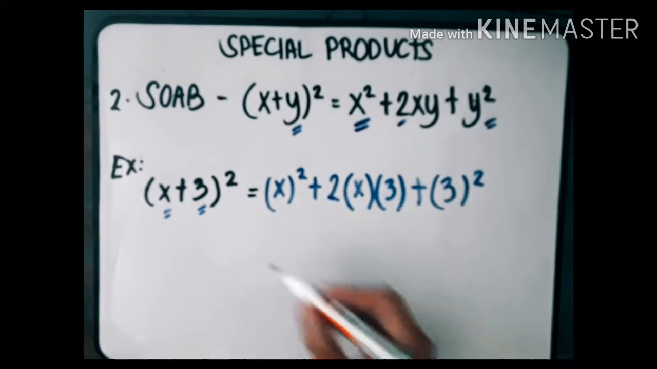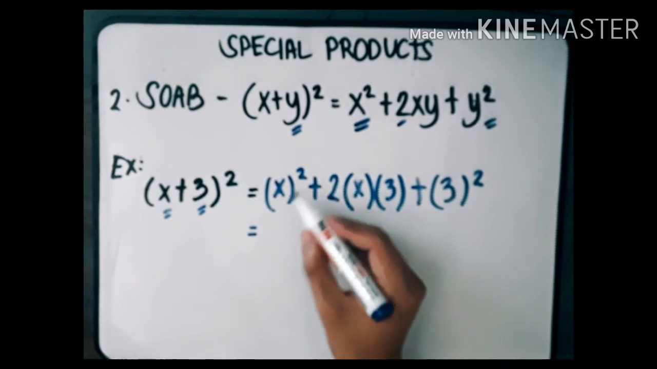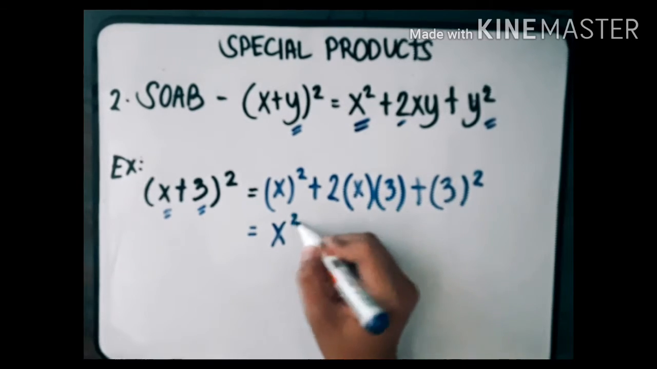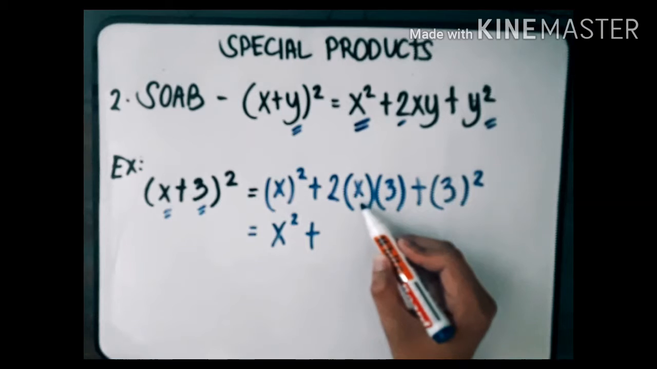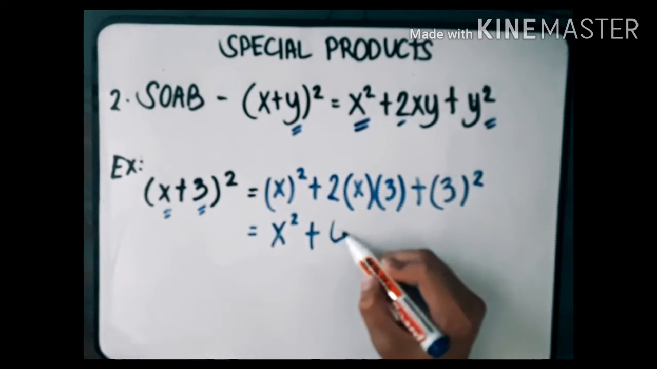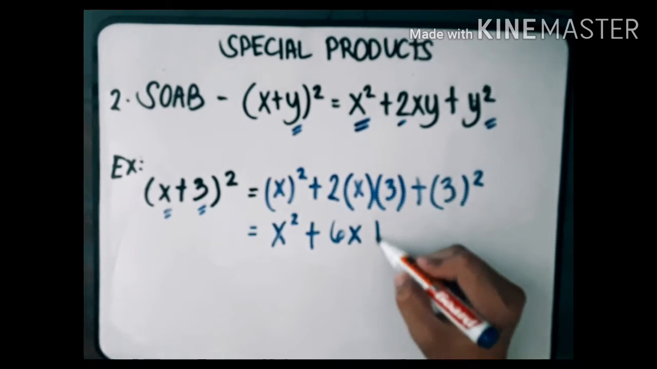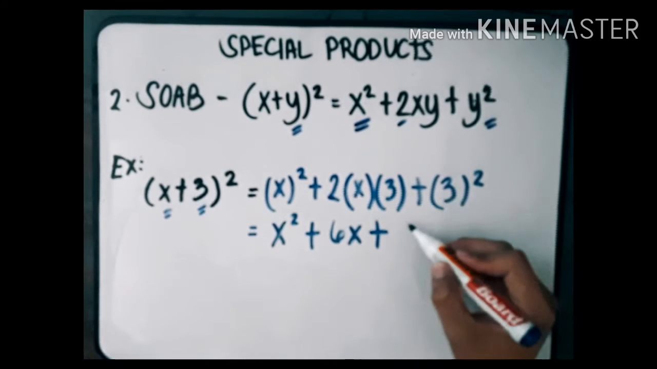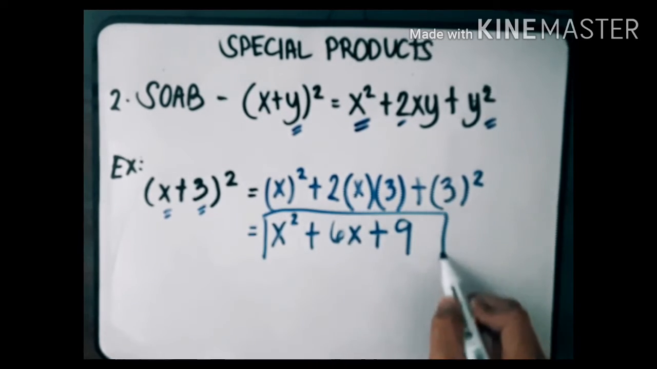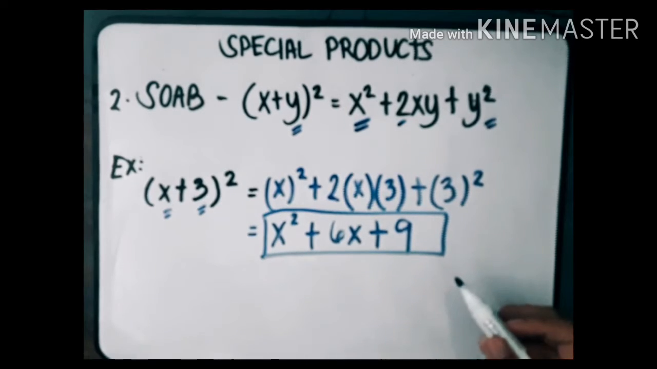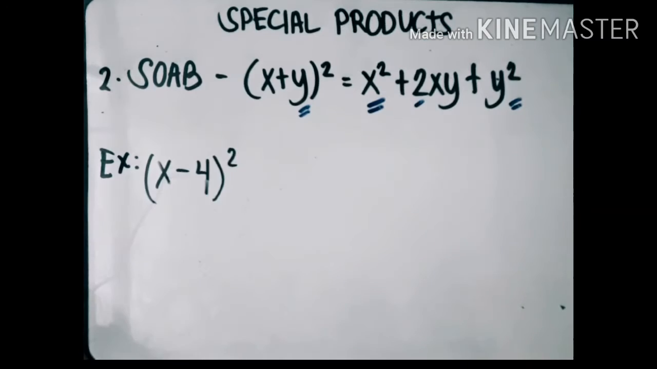So simplify na lang natin. X raised to 2 is x squared plus 2 times x is 2x times 3, 6x plus square of 3 is 9. So, the answer is x squared plus 6x plus 9.